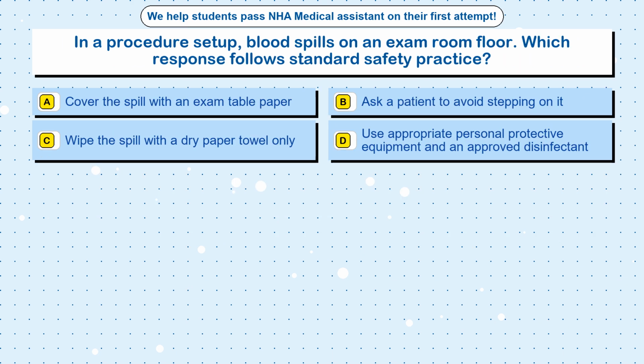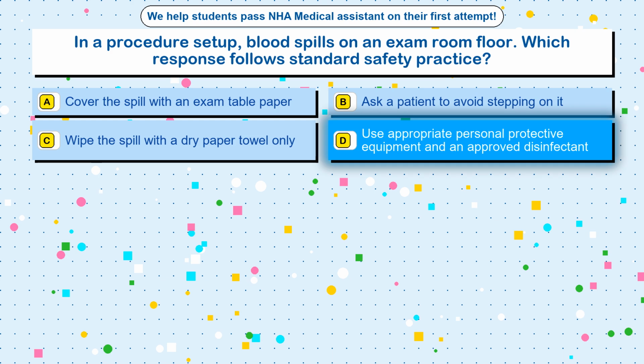Question 81. In a procedure setup, blood spills on an exam room floor. Which response follows standard safety practice? Option A. Cover the spill with an exam table paper. Option B. Ask a patient to avoid stepping on it. Option C. Wipe the spill with a dry paper towel only. Option D. Use appropriate personal protective equipment and an approved disinfectant. The correct answer is option D.